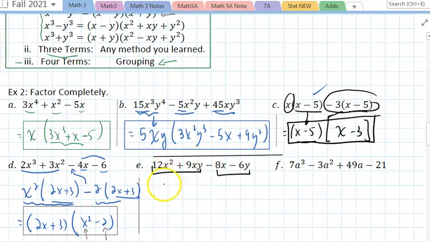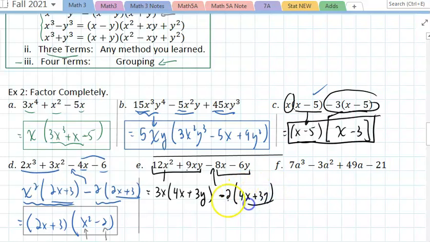So what's common between those? I noticed that 3x is common between both of those. 12x squared divided by 3x is 4x, plus 9xy divided by 3x is 3y. You take that sign 95% of the time. 2 is common in both of those. Negative 8x divided by negative 2 is 4x. And negative 6y divided by negative 2 is a positive 3y. And again, this is common in both.